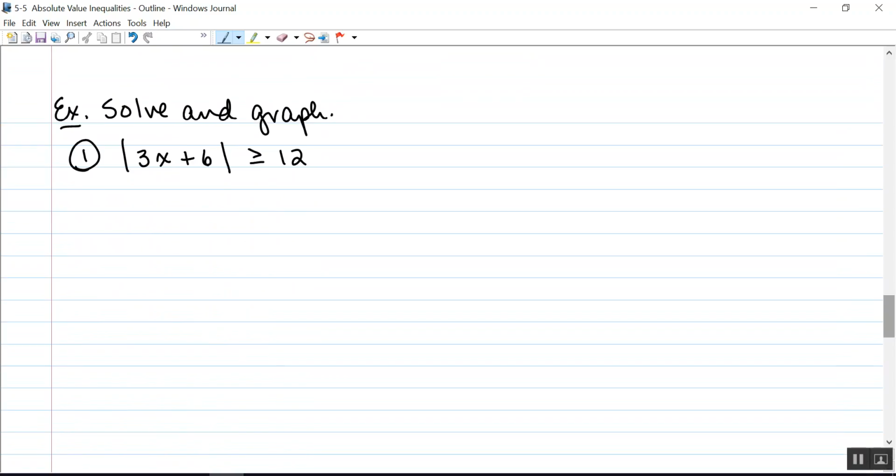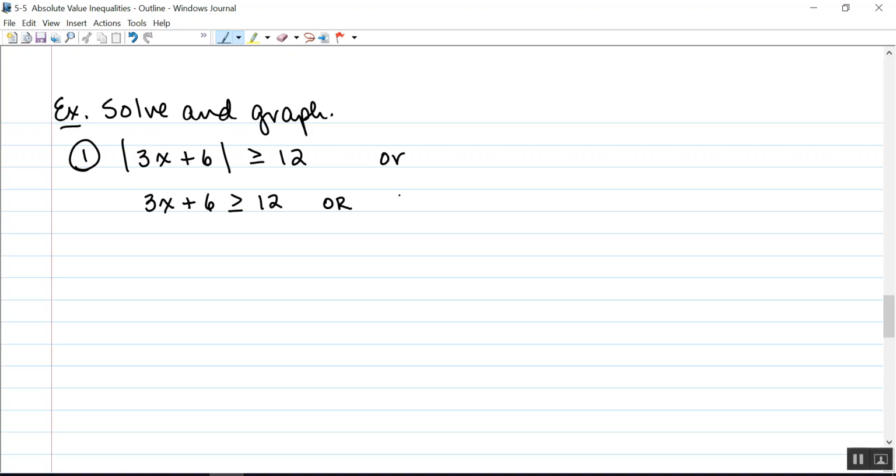Solve and graph the absolute value of 3x plus 6 is greater than or equal to 12. So this is going to turn into an or. So first thing I'm going to do is write it without the bars. And remember in the last section when we were doing compound inequalities, we can write an and without the word and, but you have to write an or with the word or. So definitely put the word or in there.